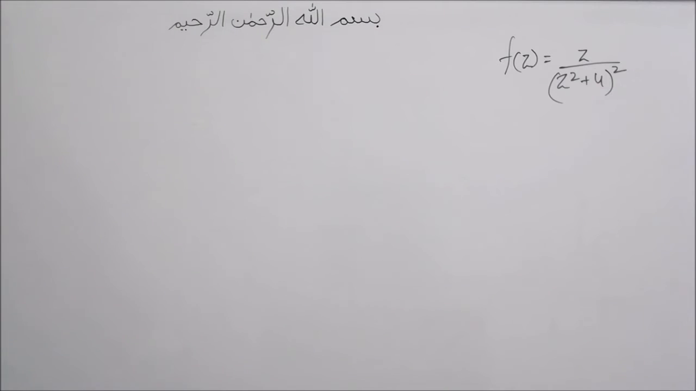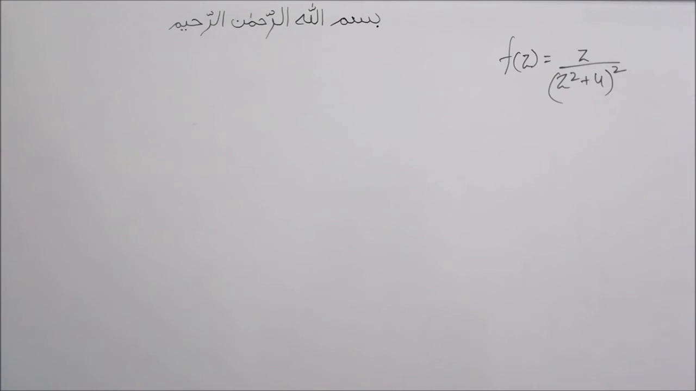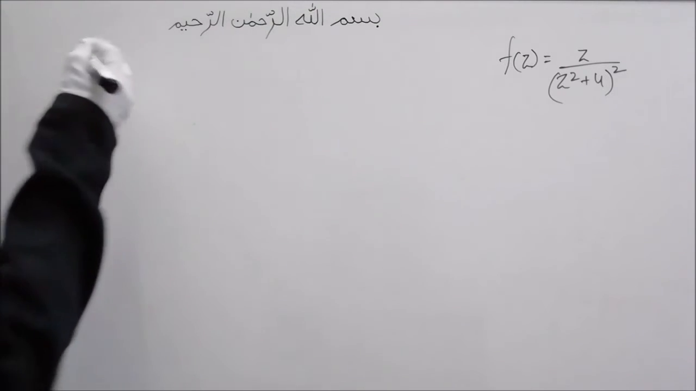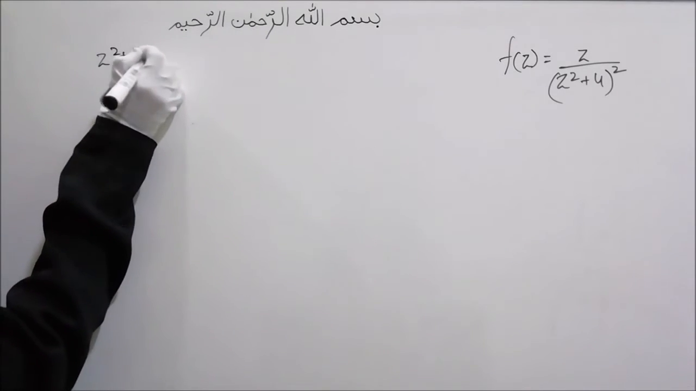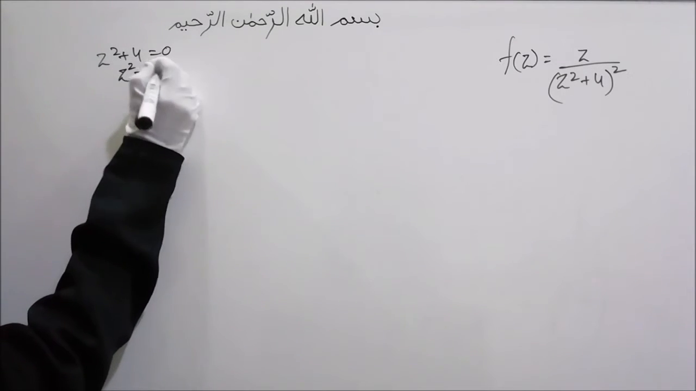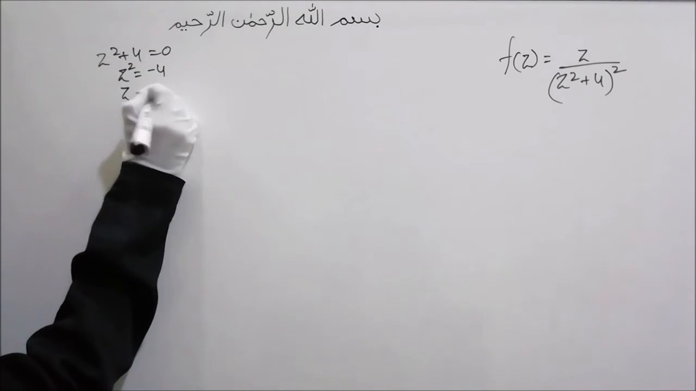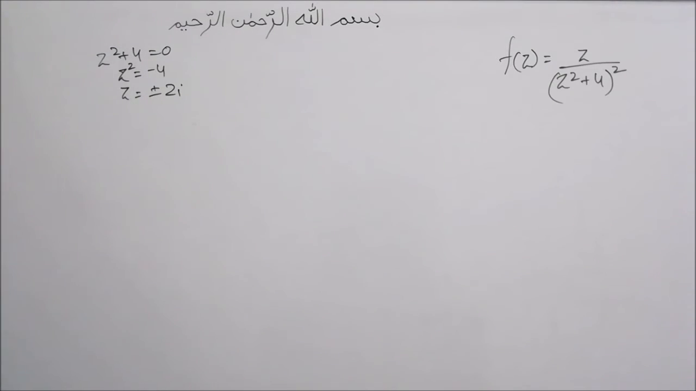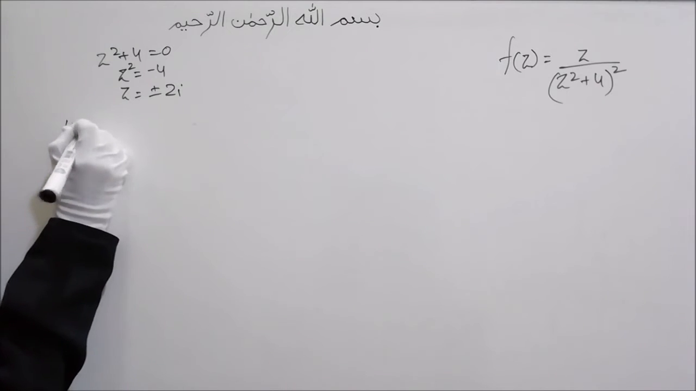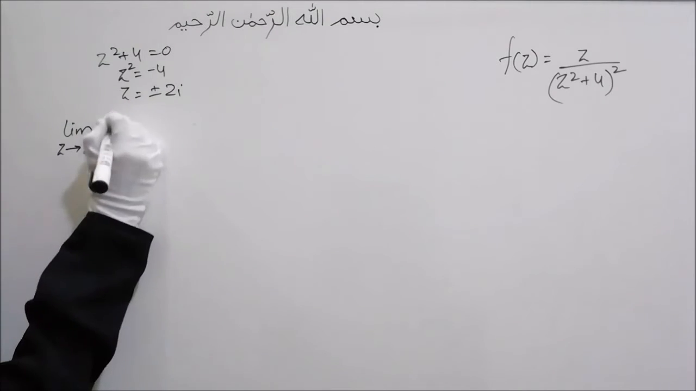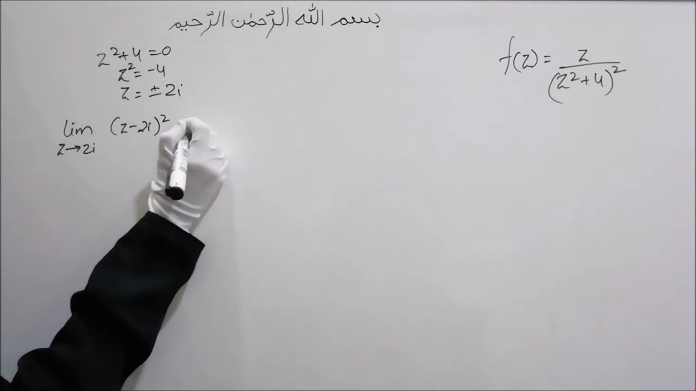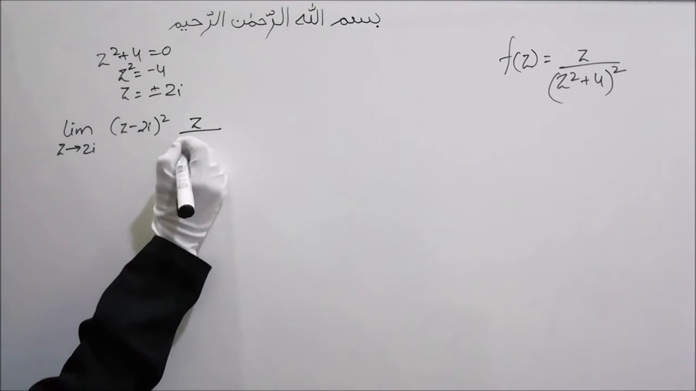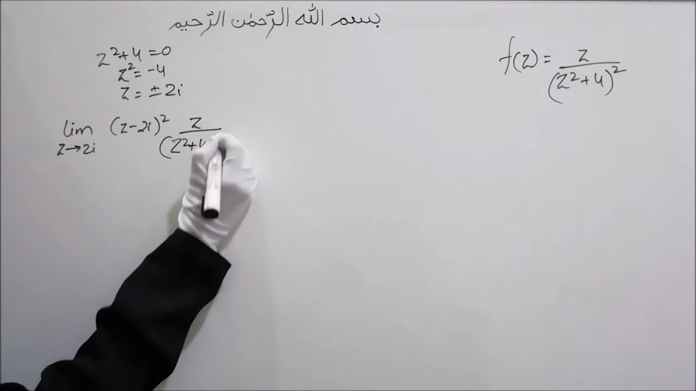For the third problem, we are having the function f of z equals to z upon z squared plus 4 the whole square, and we have to find the singular point as well as the nature of the singular point. So again I'll take denominator equals to 0 and I'll get z square is equal to minus 4 and I'll have z equals to plus minus 2i. Now in order to find the order of this singular point, I'll take limit z tends to 2i, z minus 2i the whole squared into f of z, that is z into z squared plus 4 the whole square.